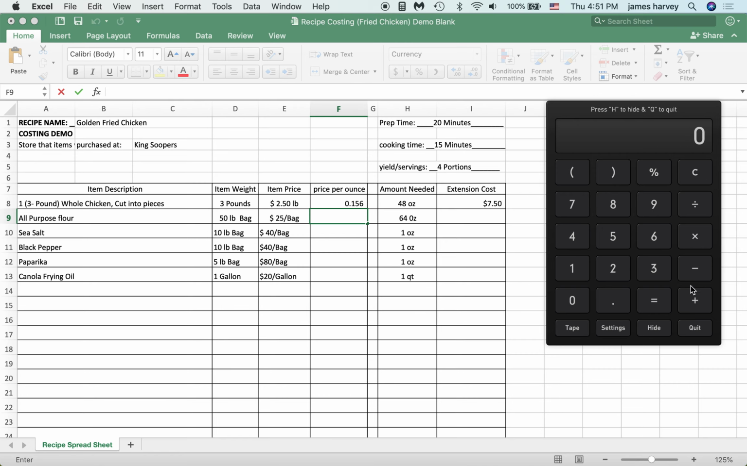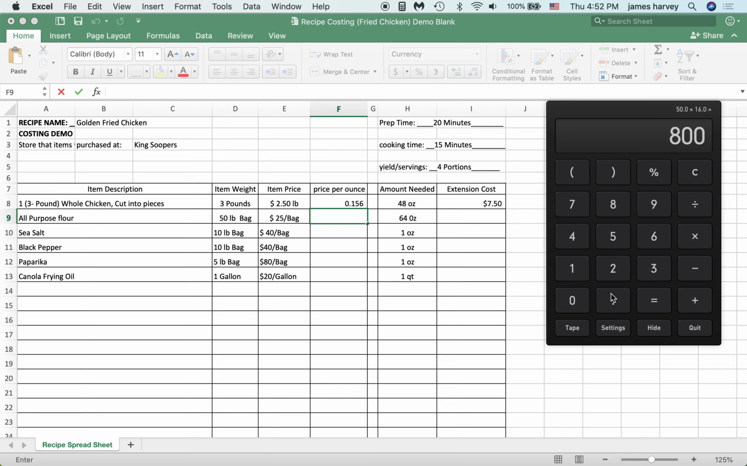Next, we'll do AP flour. This one can be a little trickier. Start with our 50-pound bag. Let's get this into ounces. 50 times 16 ounces equals 800 ounces. Keep that figure in mind.